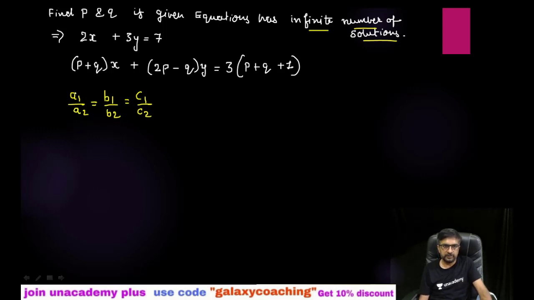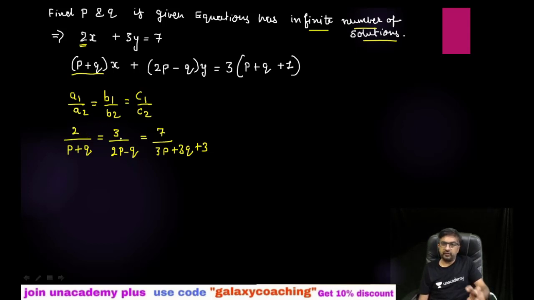So let us start. First of all, from this equation a1 is 2 and a2 will be p plus q. And what is b1 here? 3, b2 is 2p minus q, and here the third, c1, is 7 and c2 is 3 into p plus 3q plus 3. If you want to multiply, you can multiply it out: 3p plus 3q plus 3. Now you can form two equations.